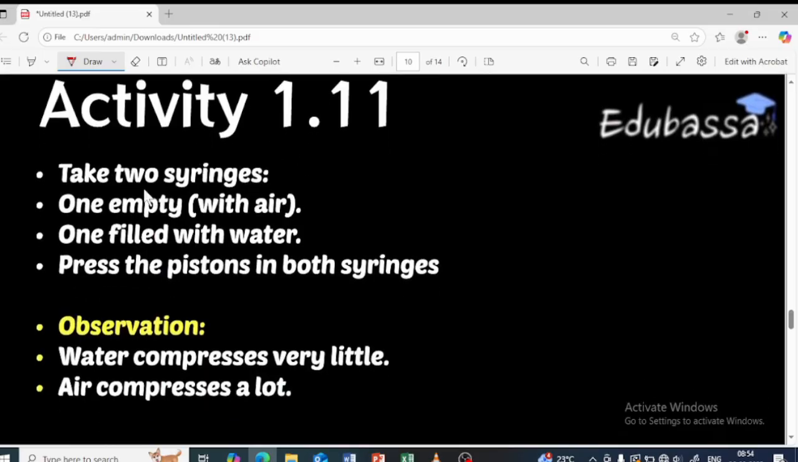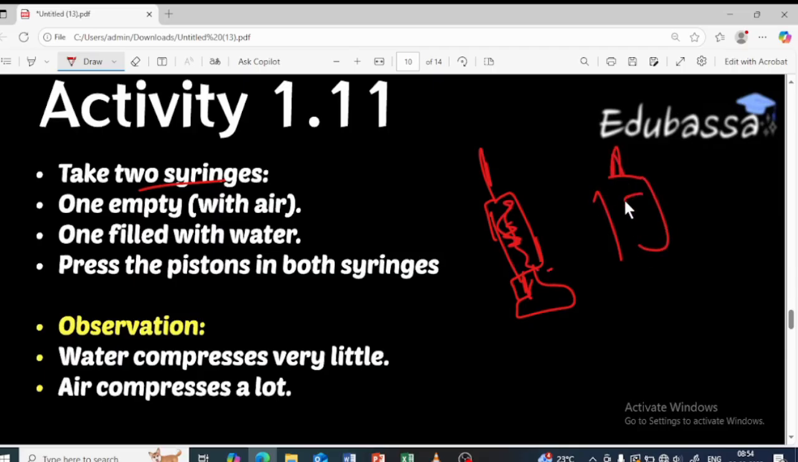Next activity, we are going to take two injection syringes, which mostly look like this. I'm so sorry for the bad diagram. One, I am going to take the empty syringe, in the sense that obviously air is present. And one more, I am going to take the syringe that is filled with water, a liquid. Now tell me, when I press this piston, what happens? The water will compress a little, whereas the air will compress a lot, right?